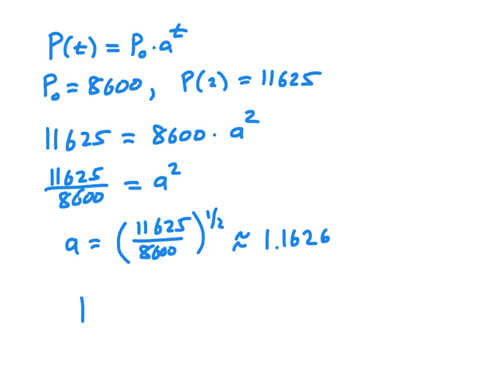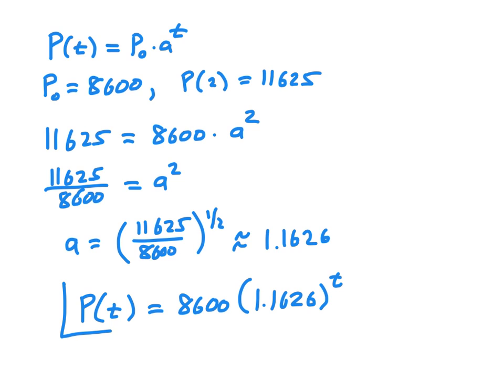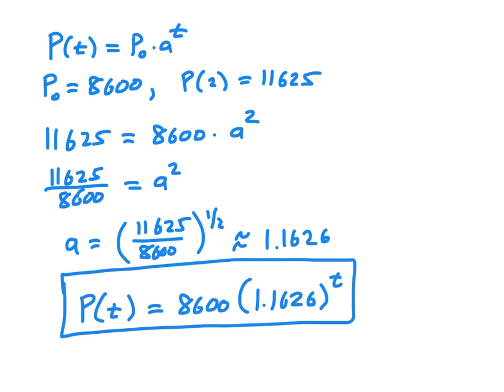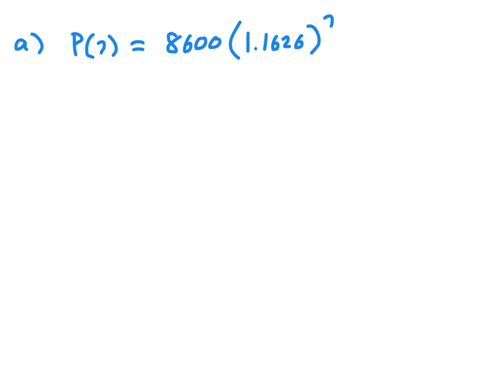Putting this into our model, we see that the model for this bacteria culture is p of t equals 8,600 times 1.1626 to the t power. This is the model that we'll use to solve and answer both of the questions that were posed. The first question asked for the population after 7 hours. Using our exponential model, this is asking for the value of p of 7. So we simply replace t with 7 in our model. So we have 8,600 multiplied by 1.1626 raised to the 7th power.